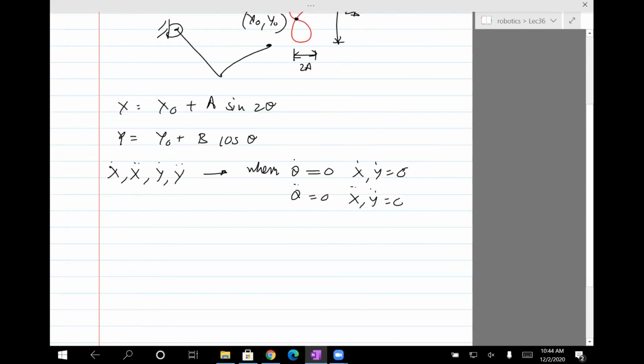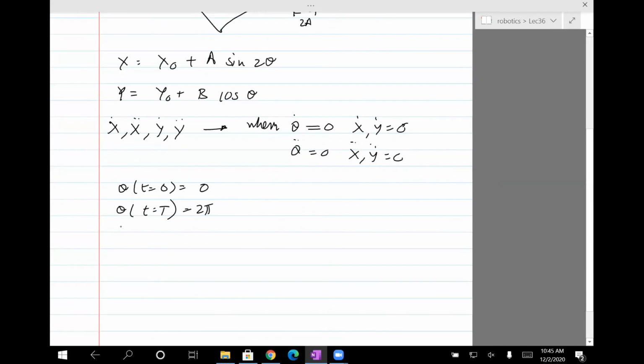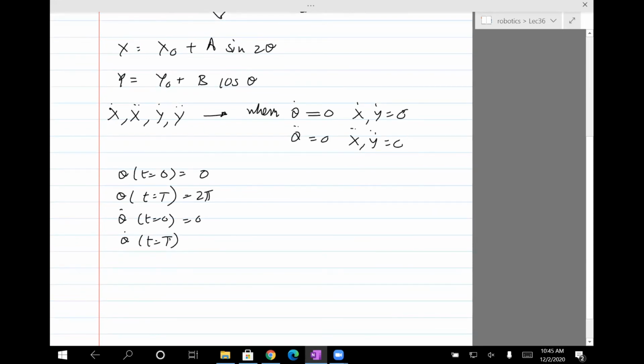So all you need to do is specify conditions on theta to ensure that the trajectory is smooth. So we specify theta at time t equals 0 equals 0, it starts at 0. At some time capital T, it should be 2 pi, because we need to complete the lemniscate, the figure 8. And then we just specify that the velocity is 0 at the start and end by specifying a condition on theta instead of x and y, because these are 0 once theta dot and theta double dot are 0.